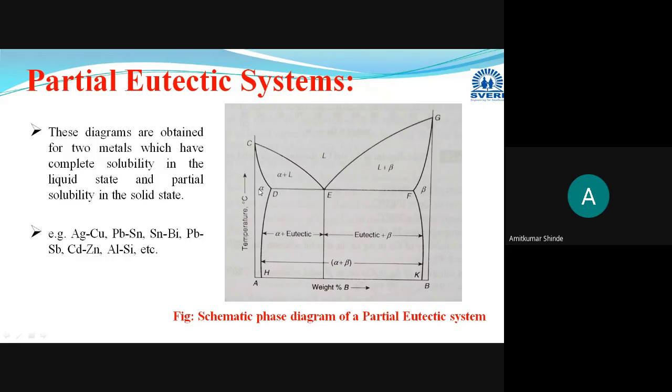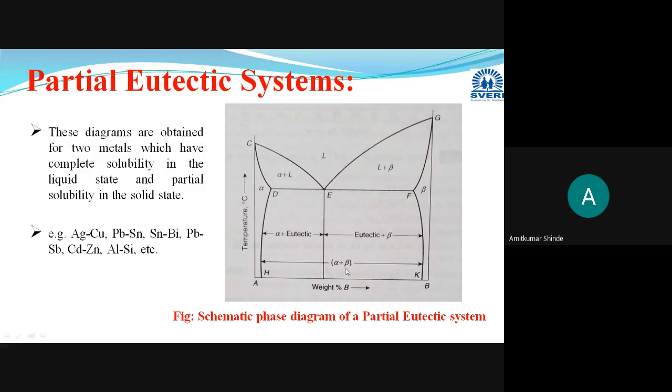Whenever alpha solid solution is there, some amount of element B is dissolved in element A. That will be termed as alpha solid solution. And beta solid solution means some amount of element A is dissolved in parent metal B. That will be termed as solid solution beta. Now, what is this line HD? Please go through this line HD and line KF.